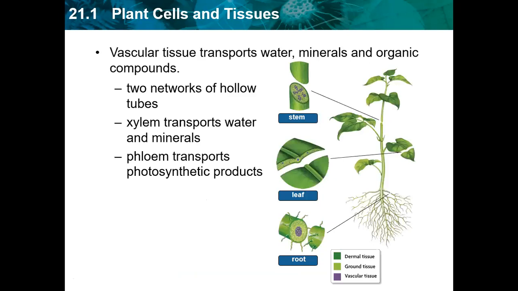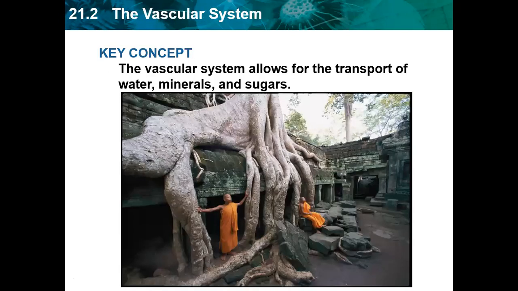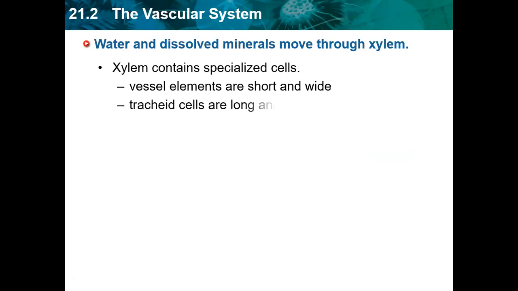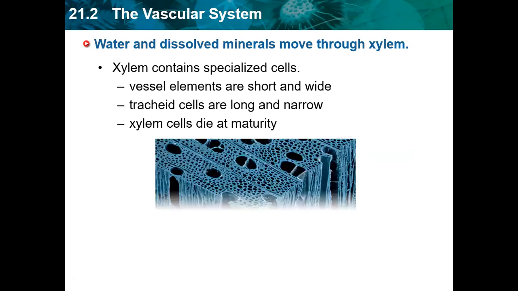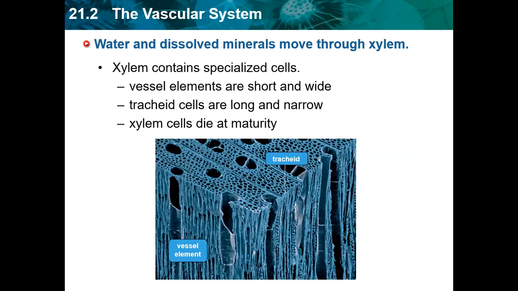So these are the vascular tissue system. The conduction of water and minerals is the responsibility of xylem. They have specialized cells: vessel elements, tracheids, and xylem cells. If you see here, this is the electron micrograph photo. We can find the tracheids, elongated bodies. Here is the vessel element.